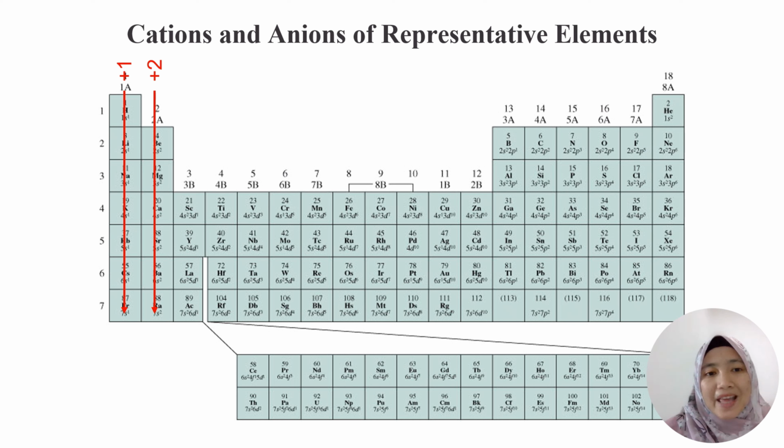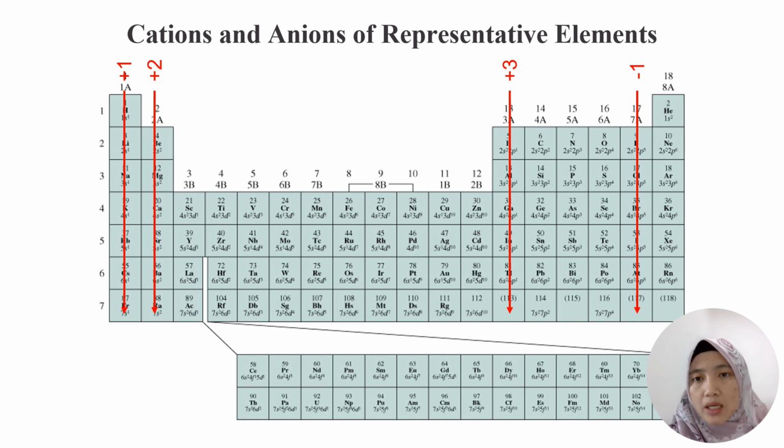For group 2, they have 2 valence electrons, and when they donate the 2 electrons, the charge will be positive 2. For group 13, we focus only on aluminium. Aluminium is a metal and it has 3 valence electrons, and when it turns into an ion, it will donate the 3 valence electrons and become a positive 3 charge ion. For group 17, they have 7 valence electrons, meaning they need another 1 electron to become stable, and when they accept that 1 electron, the charge would be negative 1.